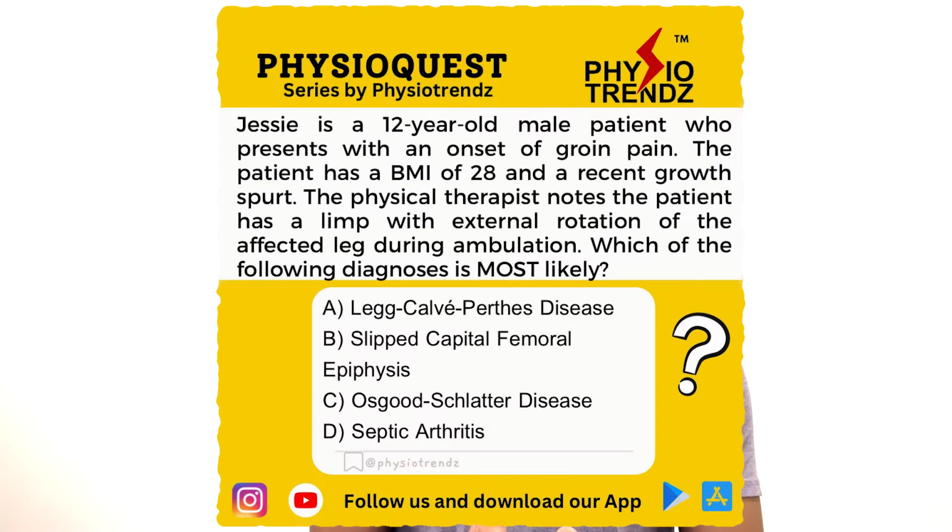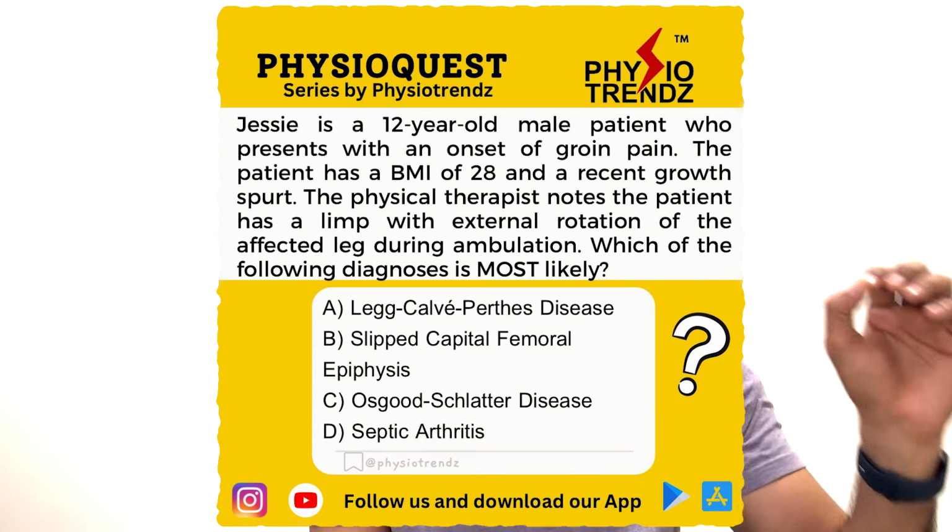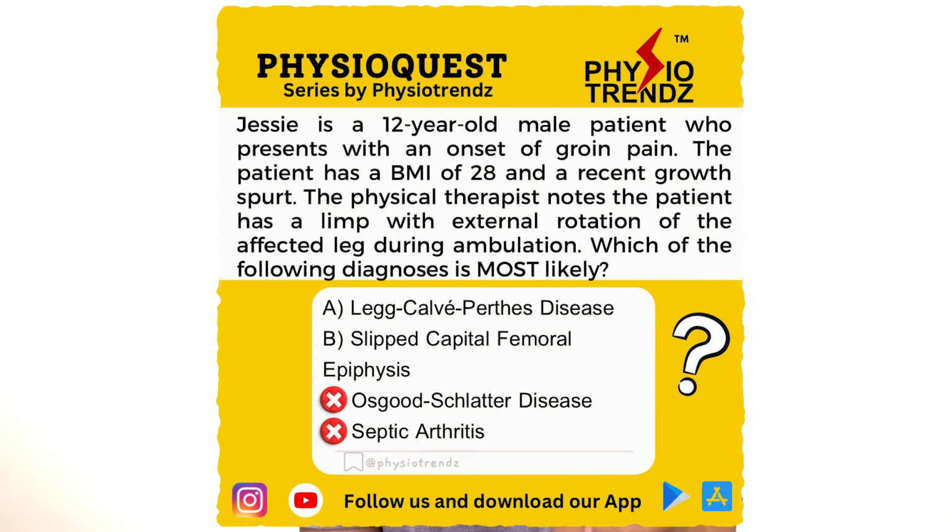The options given to us are: first, Legg-Calvé-Perthes disease; second, SCFE, which is slipped capital femoral epiphysis; third, Osgood-Schlatter disease; and fourth, septic arthritis. I am going to make this job easy for you by eliminating two options which are completely irrelevant, option C and option D.